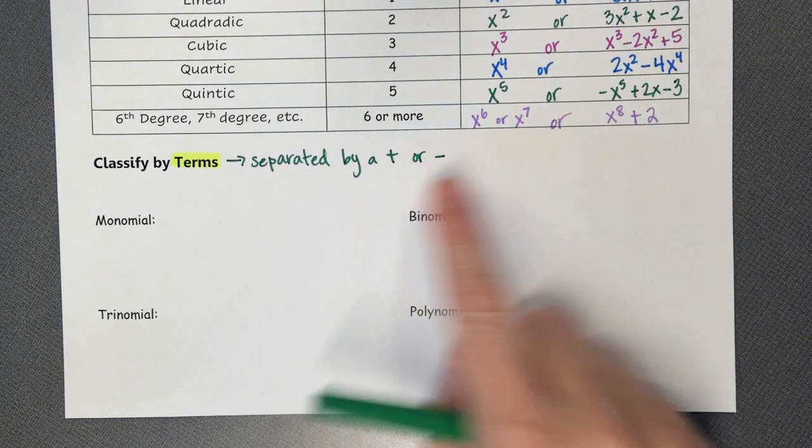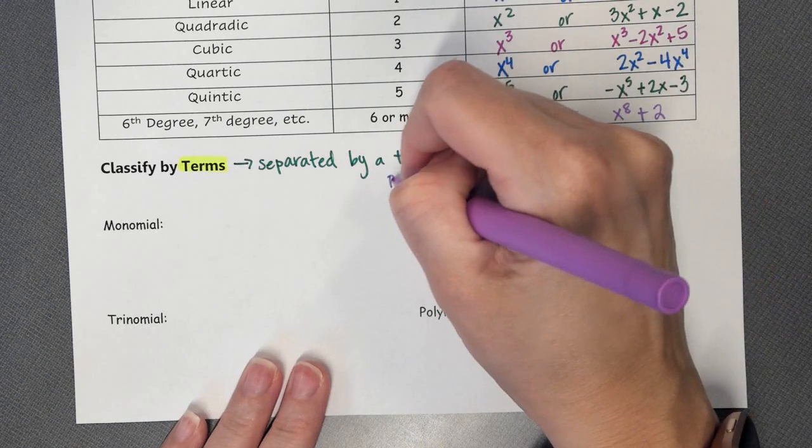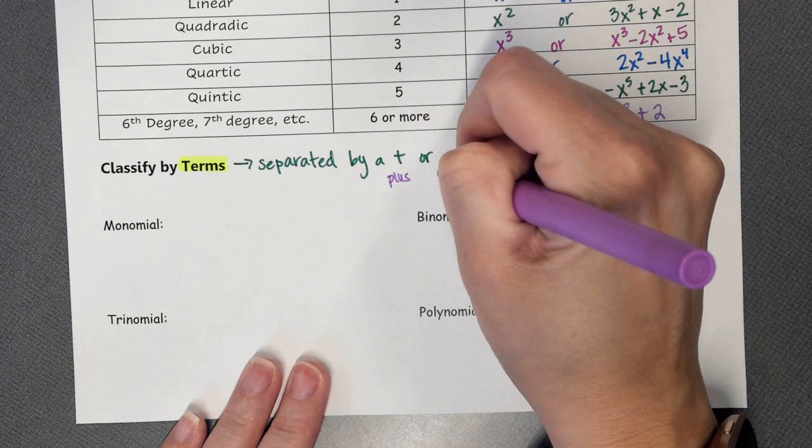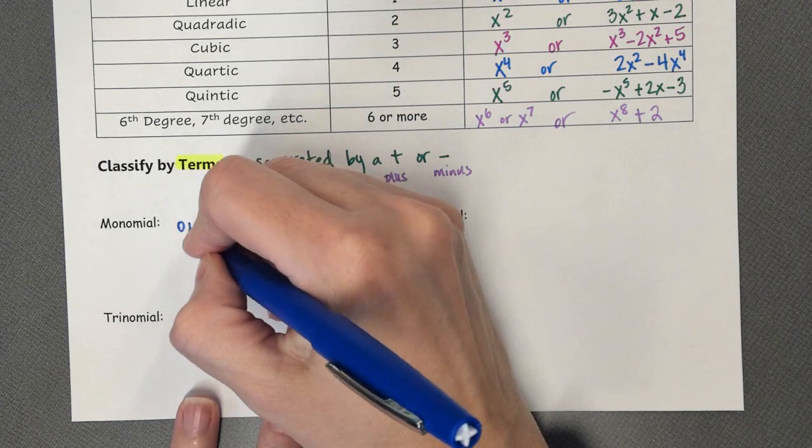Okay, so that's a plus and not a T. Okay, so it's a plus or a minus. All right, so like we said earlier, a monomial is one term.